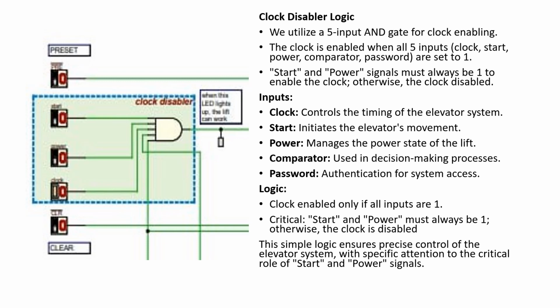Okay, I will talk about the clock disabler first. We utilize a 5-input AND gate for the clock enabling. The clock is enabled when all 5 inputs are set to 1. The 5 inputs are start, power, clock, password, and comparator. The start and power should always be set to 1 so the lift can work.